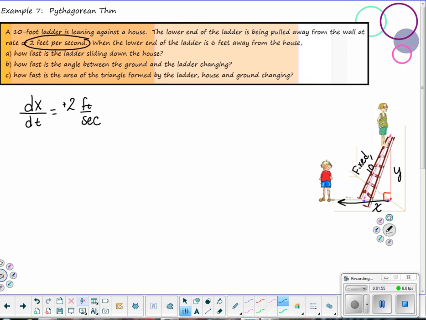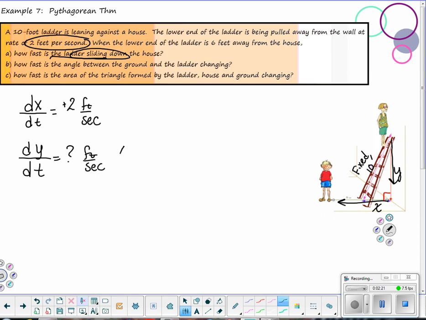When the lower end of the ladder is 6 feet away from the house, how fast is the ladder sliding down? The question is, how fast is it sliding down? So our dy dt, our vertical movement, will be so many feet per second. Do you think this should turn out to be positive or negative? If this is sliding down, would y become longer or shorter? Well, it looks like it's going to be shortening.